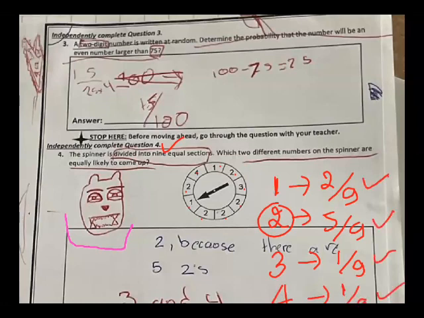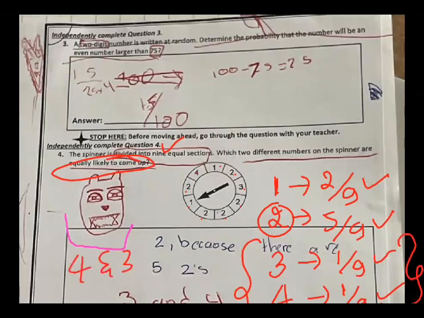Now what did they tell you? Which two different numbers in the spinner are equally likely to come up? Equally likely. Which numbers are equal here? 4 and 3, because it's 1 over 9 and 1 over 9. Excellent. So what you have to write is 4 and 3, because the probability of getting 3 and 4 is equally likely on the spinner. Okay, this much you have to write. It is 3 and 4. It is not 2 and 3, Abdurrahman. It is 3 and 4, right?